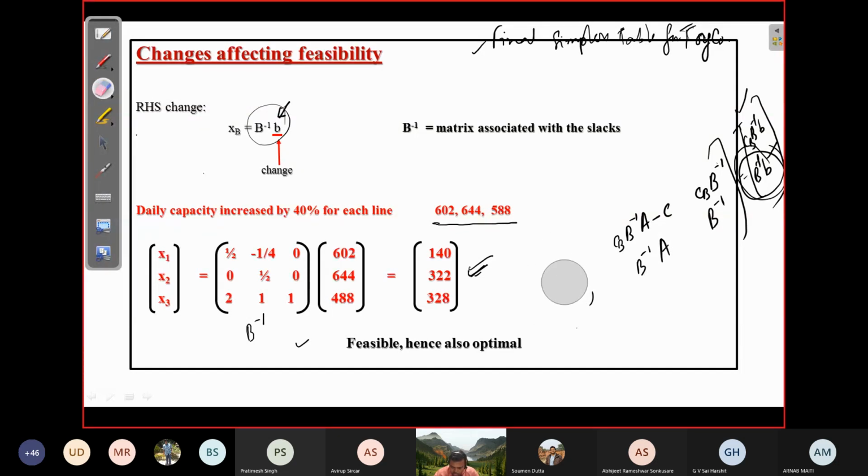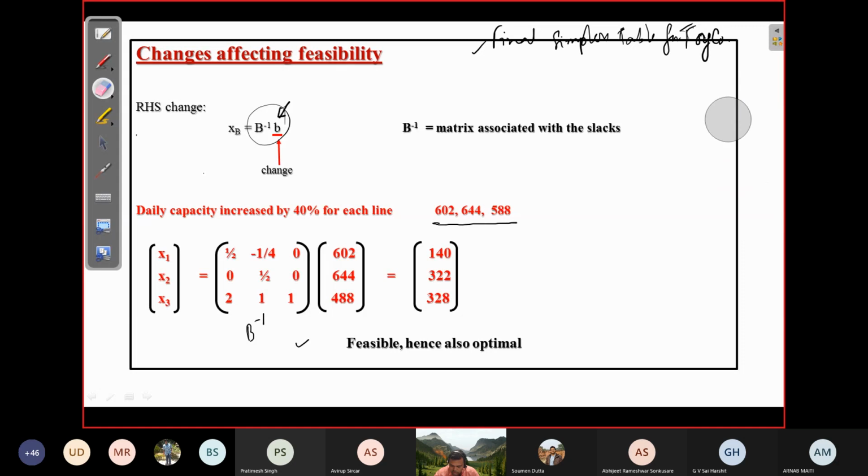Now the question is, regarding the change in the right hand side, we are already familiar with one term, which is range of feasibility, right? So how much can we change so that the current base remains optimal? How much can you change?